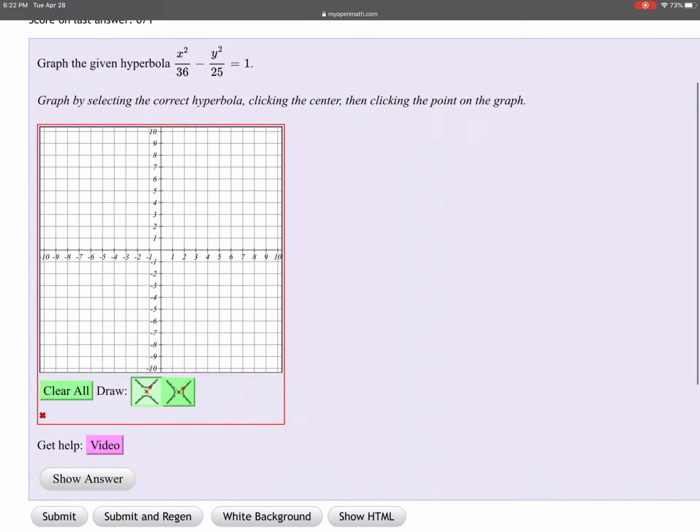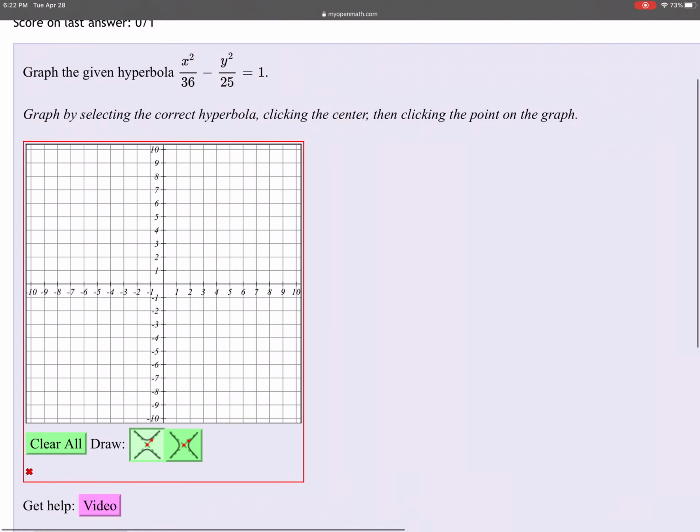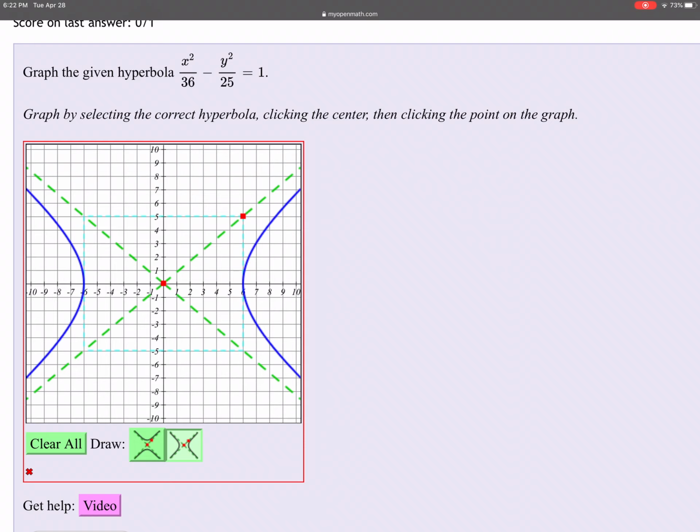Here it is. So first off, you have to click on the button according to whether you're making branches go up, down, or right, left. We're doing right, left branches because x squared is in the front. So click your first dot at the origin, 0, 0. Your next dot, remember what it is, right 6, because underneath x, that's 36, 6 squared, up 5. So over 6, up 5, boom. I just clicked over 6, up 5.